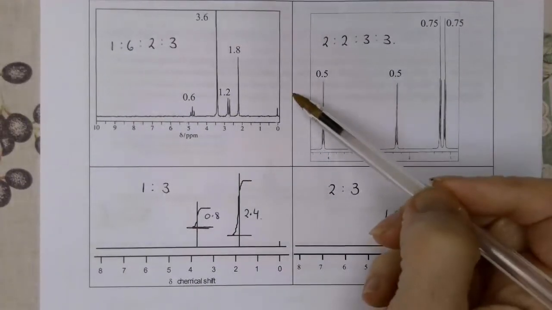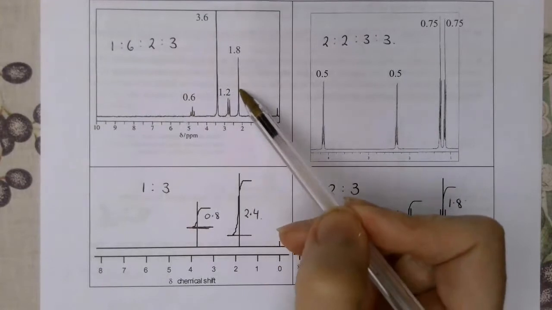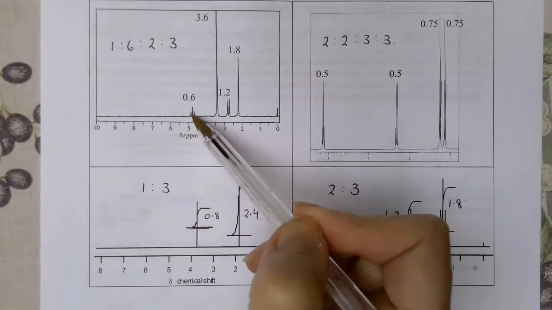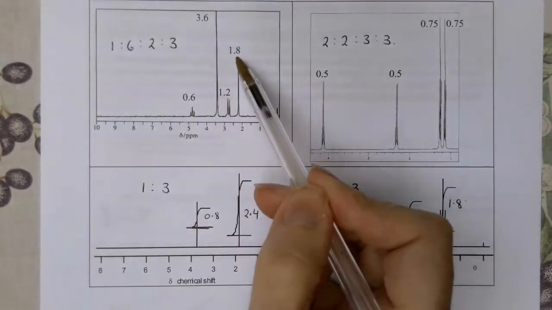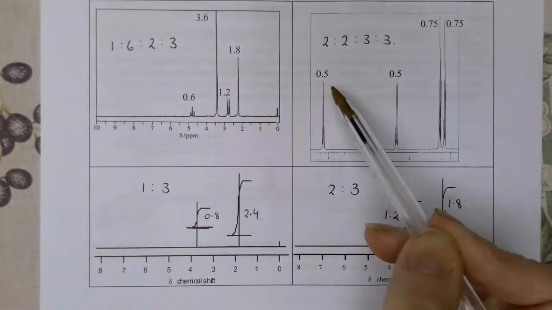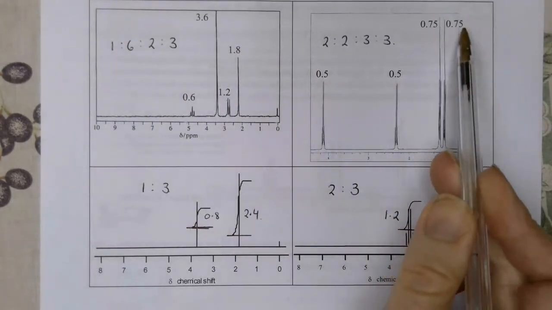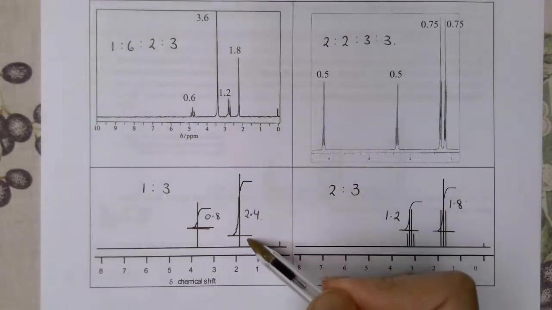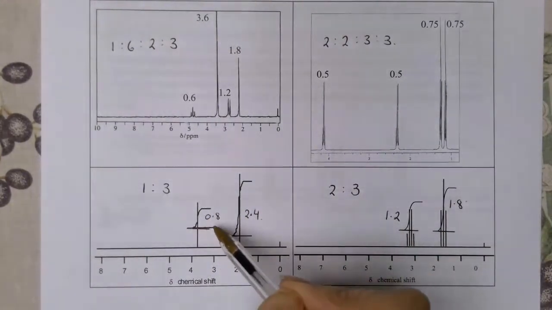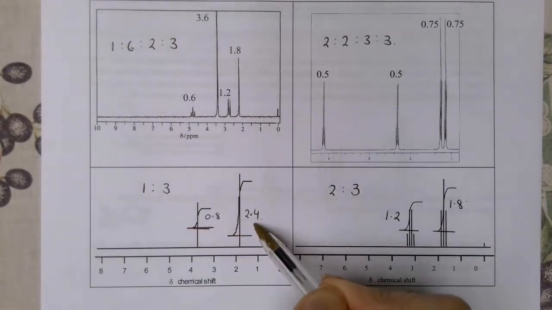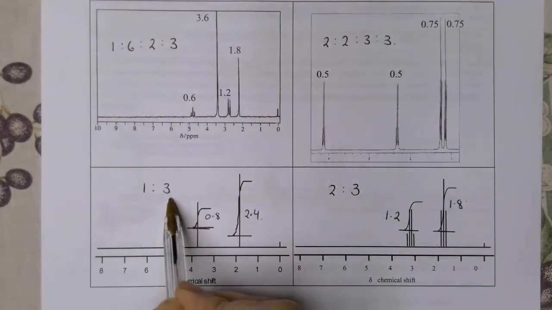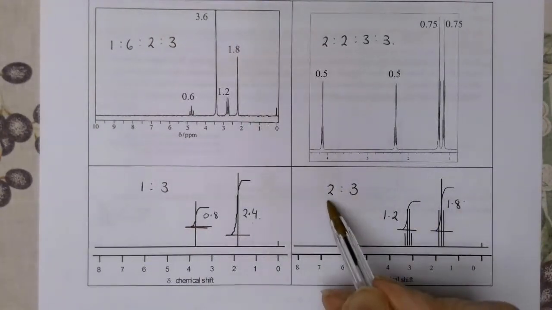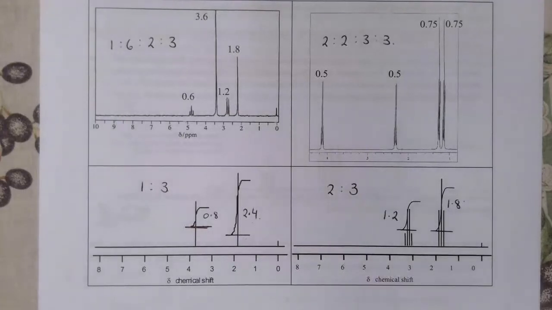So there we've had a go at doing those. Dividing through by the smallest number, we get a 1 to 6 to 2 to 3 ratio. Here we've got a 2 to 2 to 3 to 3 as the simplest whole number ratio. Here, by measuring the length of this integration trace, we get a 0.8 to a 2.4, so that will be a 1 to 3 ratio. Here I get a 1.2 to a 1.8, so that in whole numbers would be a 2 to 3 ratio.